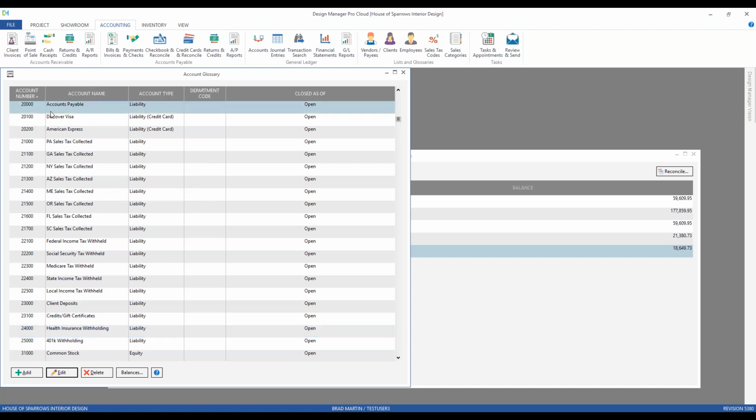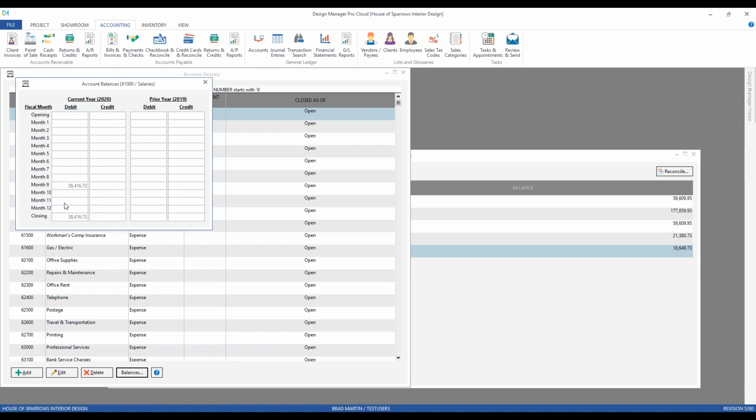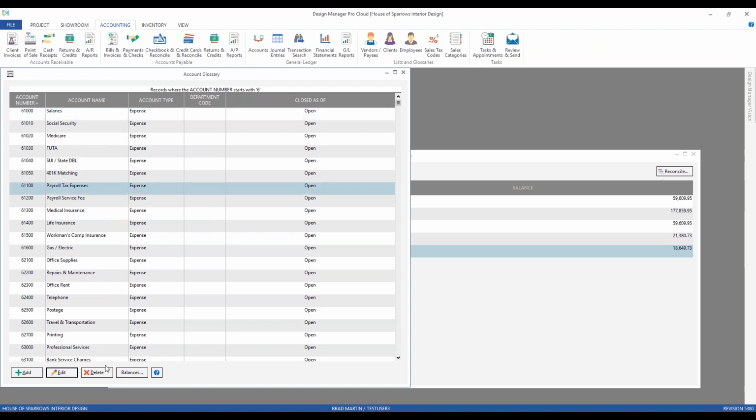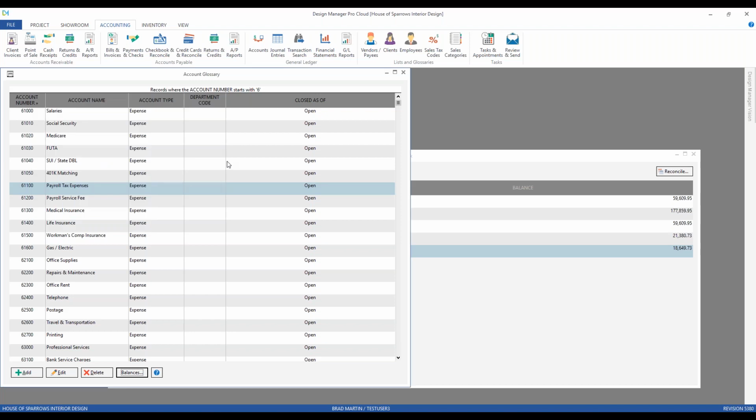Then if we look at our expense accounts, we can see our salaries being recorded into the appropriate month, along with our payroll expenses, etc. So that journal entry did all of its magic throughout Design Manager. Once you have the numbers, make that recurring journal entry, simplifies the whole process, make a few tweaks here or there. It's really that easy, and all that documentation is provided to you from your payroll company.